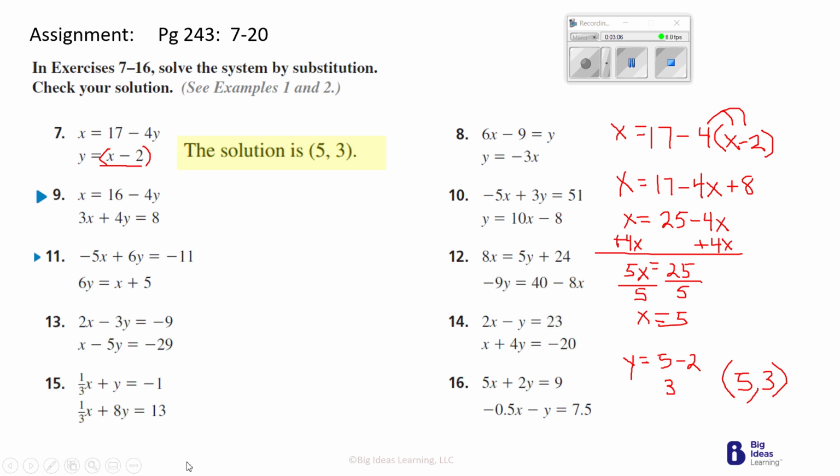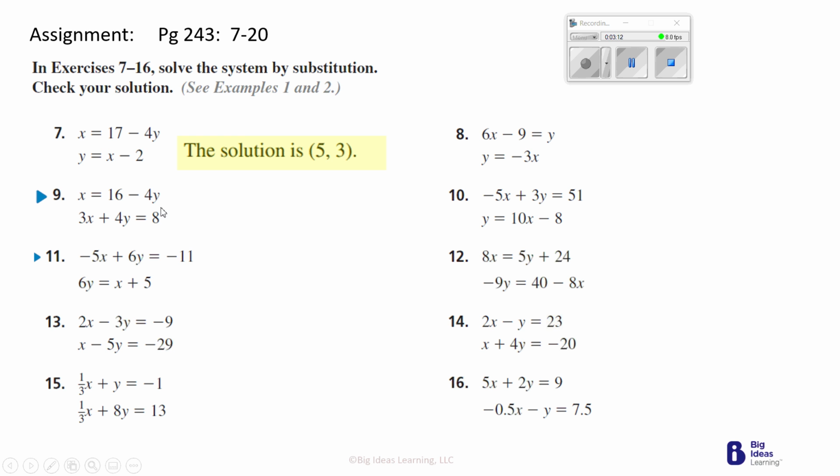All right, I'm going to go do number 9 now. I'm just going to erase all the ink on here. And we're going to start anew. You had number 8 to do, so I'm doing number 9. On this one, I see what x is. x is going to be 16 minus 4y. So again, I'm going to take the second equation, which is 3x. And remember, x is 16 minus 4y.